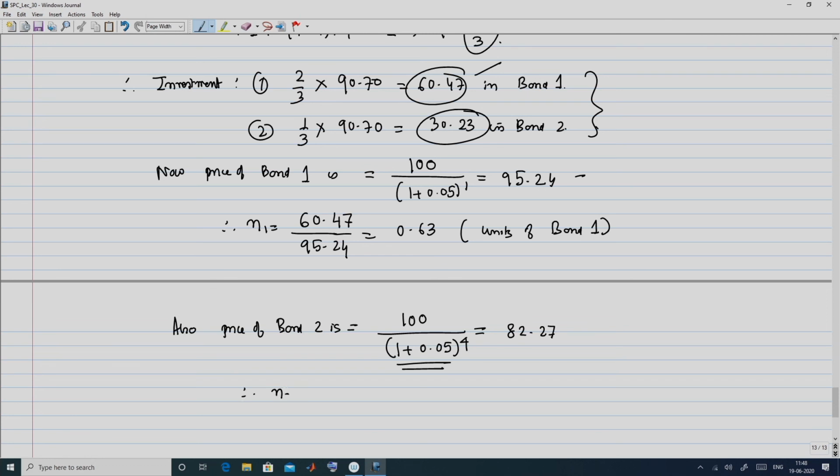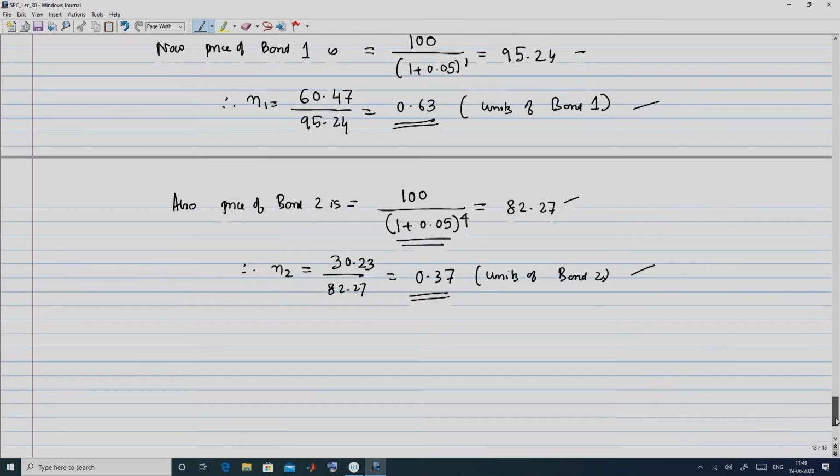So, therefore, what is N2? The number of units of the second bond. This is going to be the amount of 30.23 invested in the second bond divided by the price of the second bond, which is 82.27, and this is going to be 0.37 units of bond 2. And please do not assume that the number of units must add up to 1, even though in this case coincidentally N1 plus N2 adds up to 1, it is obviously not necessarily the case.